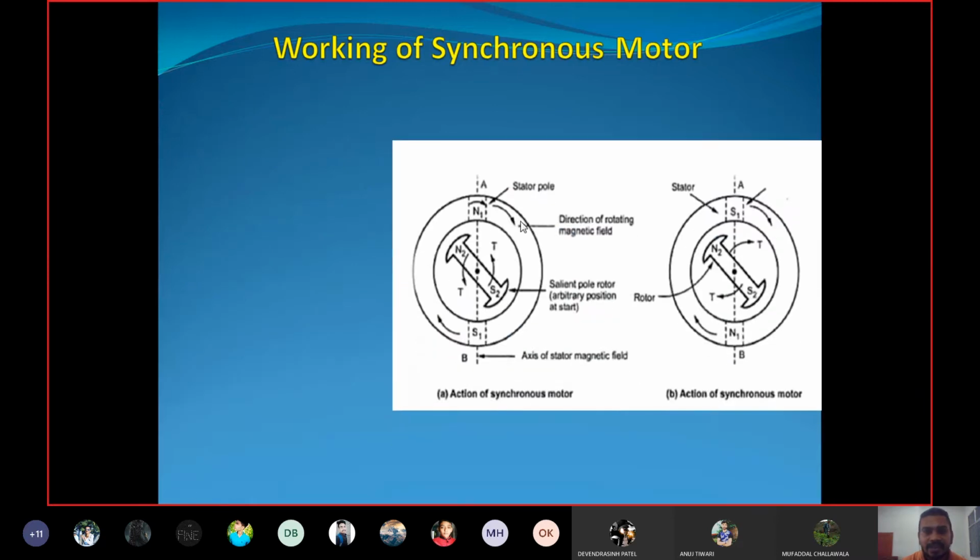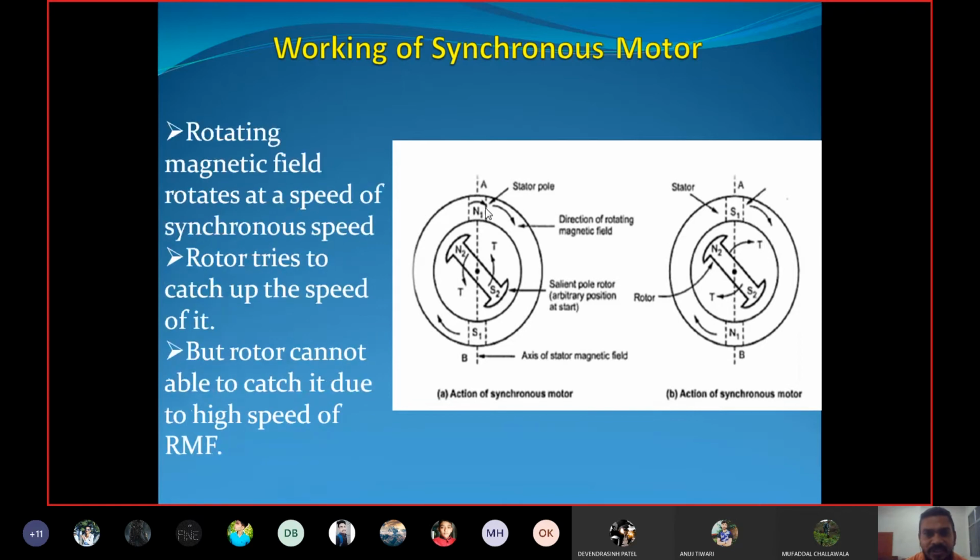Okay, so what happens here? We assume that this is the north pole of the stator and this is the north pole of the rotor. So when these two same polarity poles are nearer to each other, at that time a force of repulsion is produced between these two.